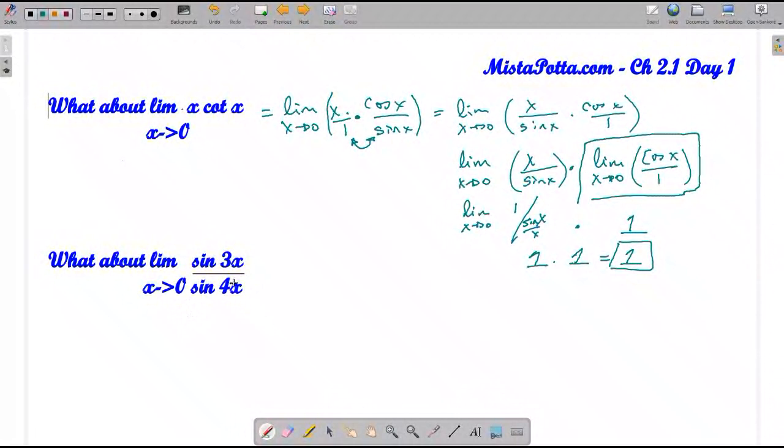I've got this limit here where I'm evaluating the limit as x approaches 0 of sine of 3x over sine of 4x. So the first thing I want to do is rewrite this as the sine of 3x over 1 times 1 over the sine of 4x.